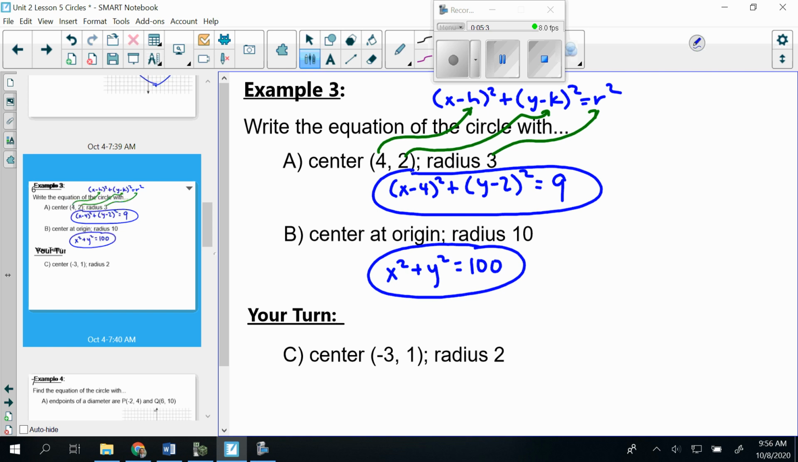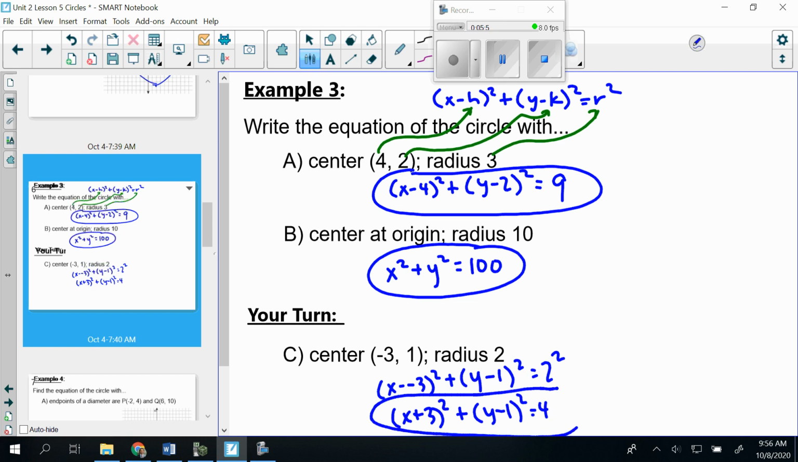All right, if you did this one correctly here, you got x minus negative 3 squared, y minus 1 squared equals 2 squared. Should simplify that. Minus a negative is the same as plus here. So x plus 3 squared, y minus 1 squared equals 4 would probably be how you'd see it on a test.